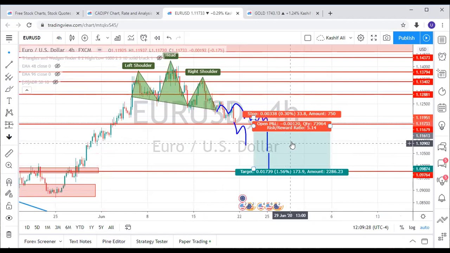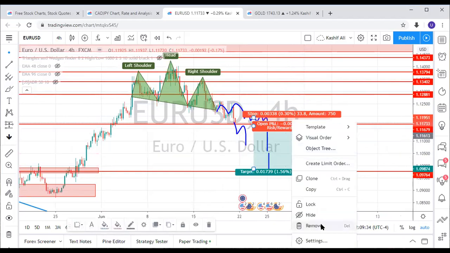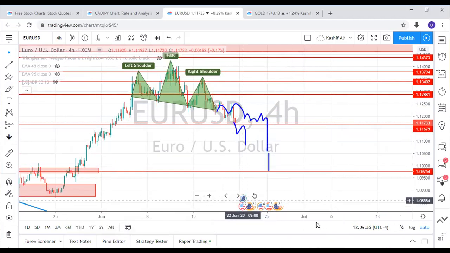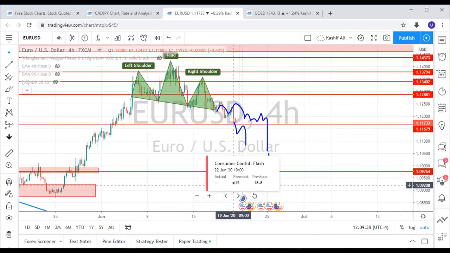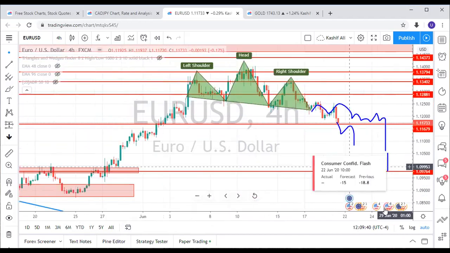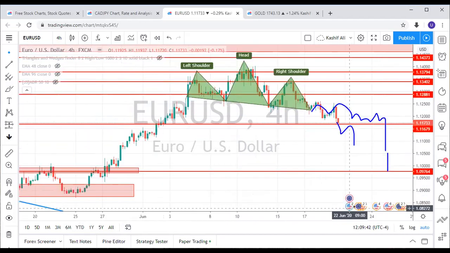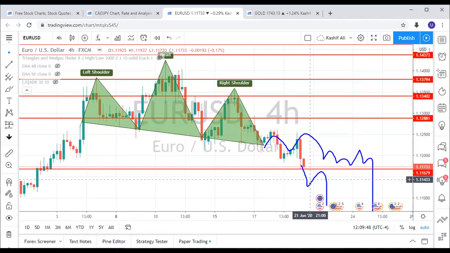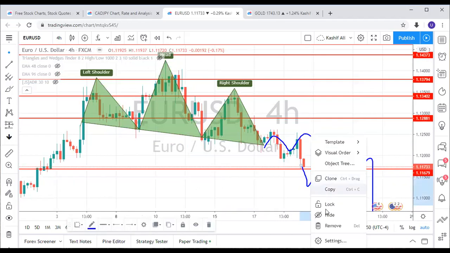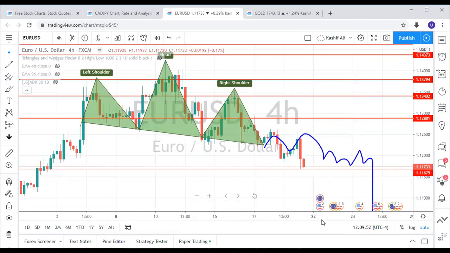I'm just telling you guys, risk to reward ratio 1 to 5, 33 pips stop loss, 173 pips take profit. So there might be a nice sell-off coming. There is Euro news, consumer confidence flash, coming, and there is US news as well. So there is a lot of news that is going to come. News is either going to pull it back or put it into a more bearish structure.